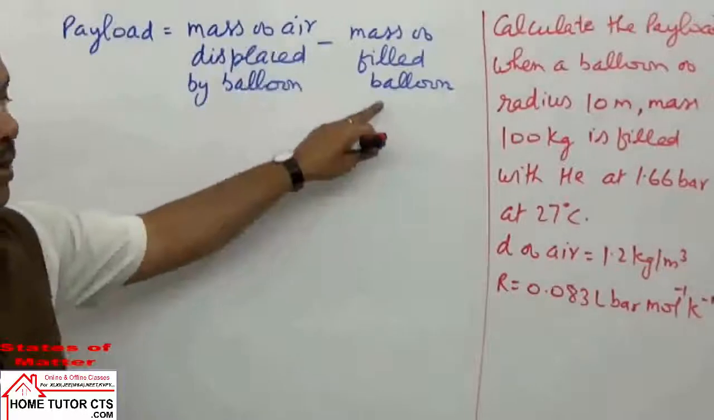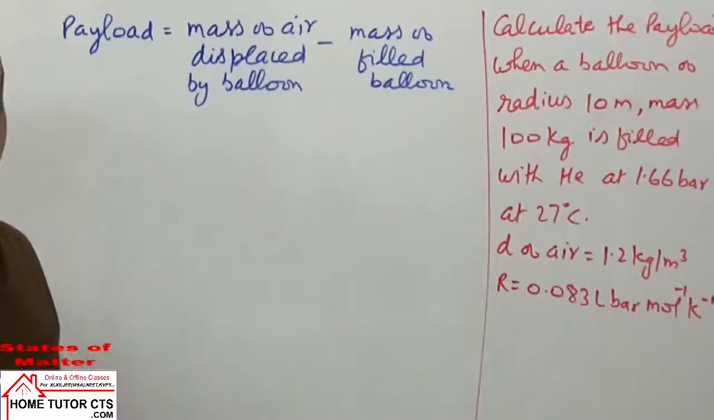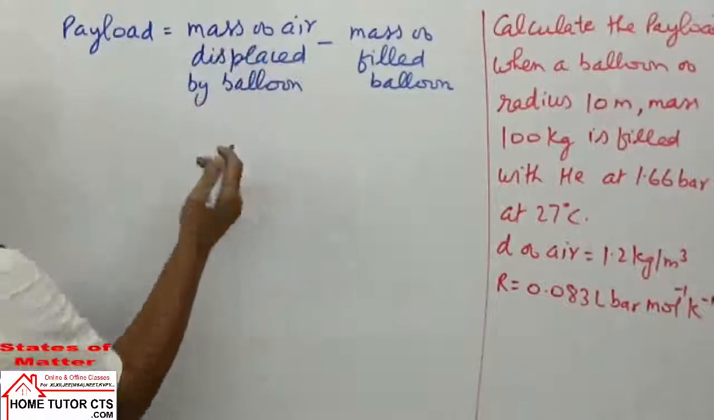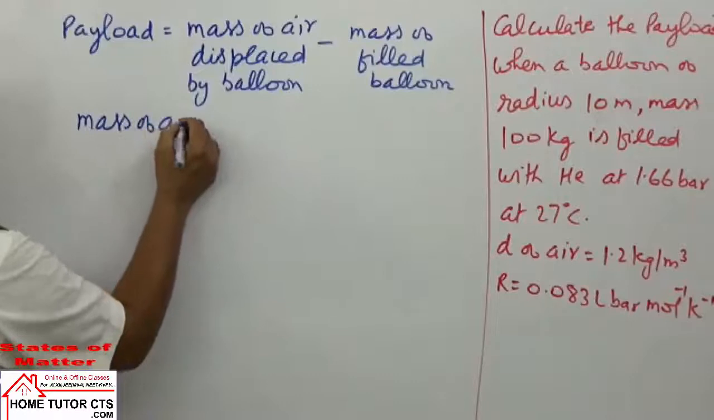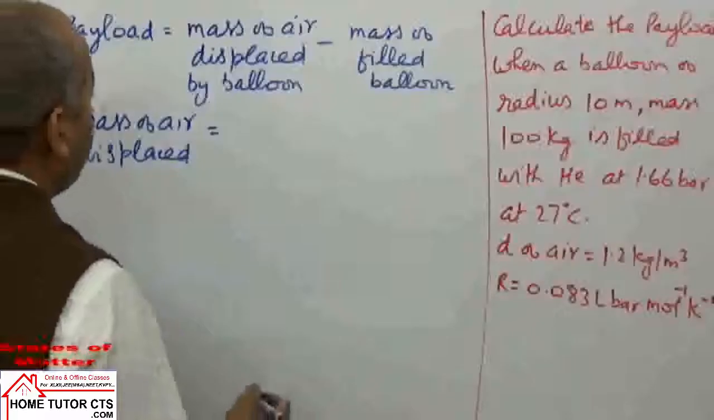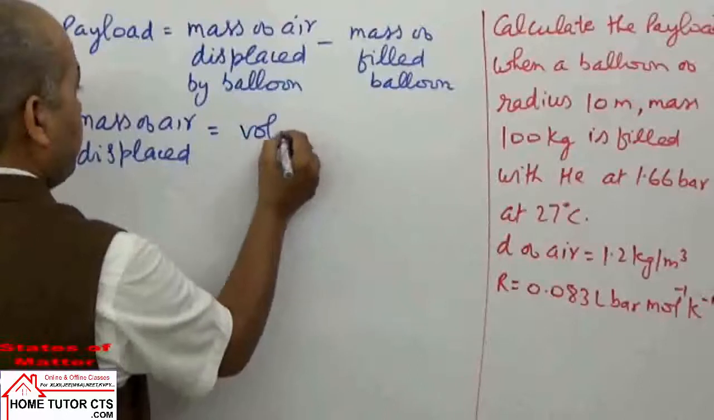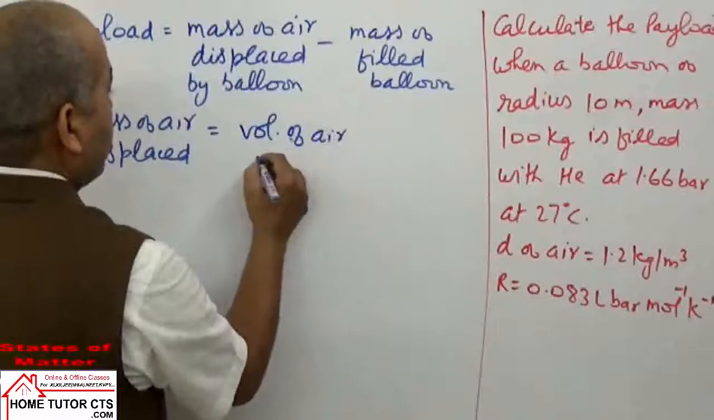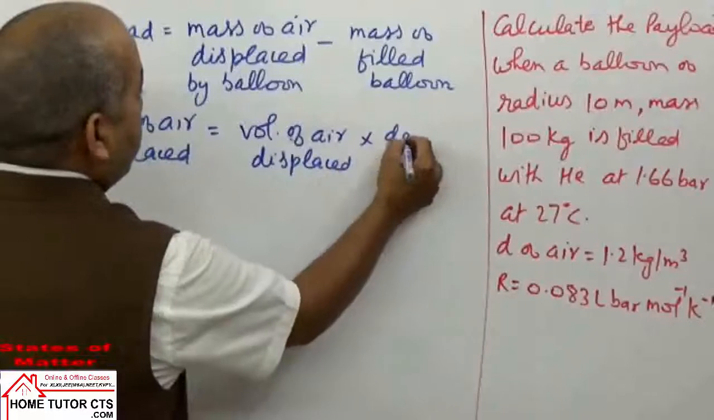तो आपको ये दो मास निकालने हैं. अगर आप ये दो मास निकाल पाएंगे तो हमारा जो डिफरेंस आएगा मास का, वो इस बैलून का पेलोड होगा. So let us first find the mass of air displaced by the balloon. The mass of air displaced by the balloon will be equal to the volume of air displaced into the density of air.